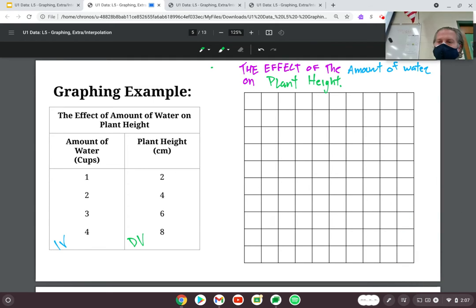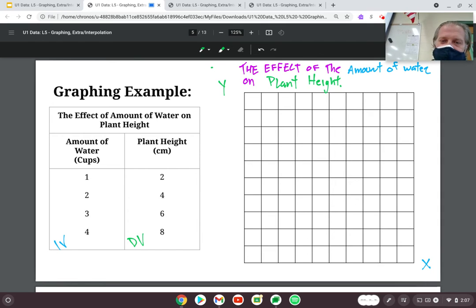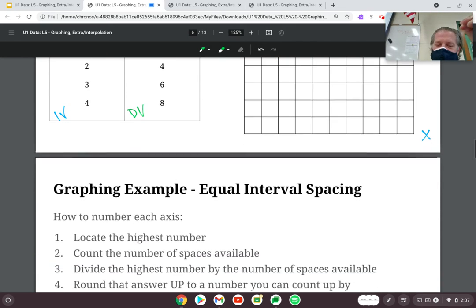And then the next thing we're going to do is I usually skip ahead to the equal interval spacing because I know that my independent variable is going to go on my x-axis and my dependent variable has to go on my y-axis. But in order to do that, I really want to have my equal interval spacing first. So I'm going to go down a little bit here to talk about how we do that, or at least refresh your memory.